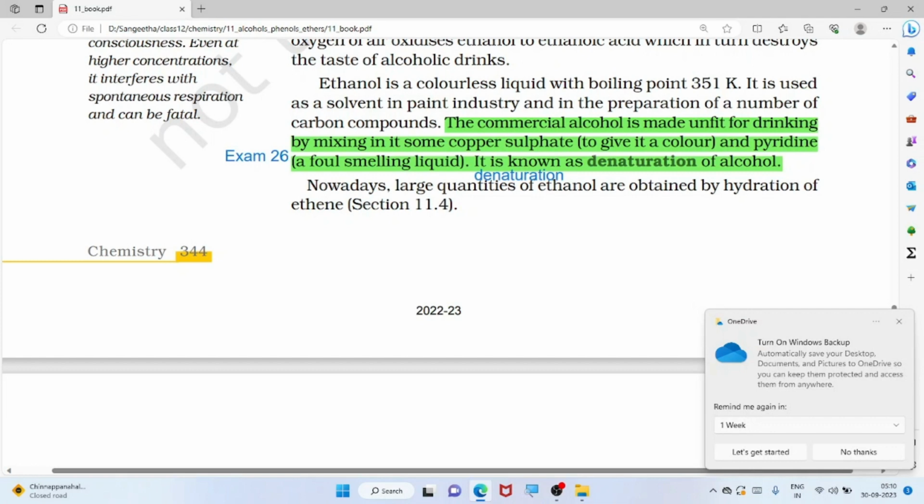What is denaturation? The commercial alcohol is made unfit for drinking by mixing it with some copper sulfate to give it a color and pyridine to give it a foul smelling liquid. That is denaturation of the alcohol.